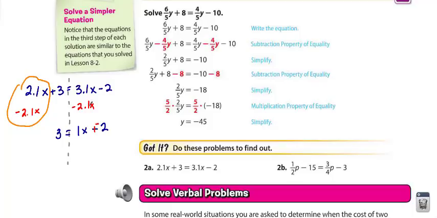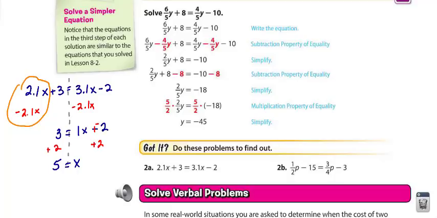I'm going to change that to addition really quick, and the reason I'm going to do it is it just makes a little more sense for me. You didn't have to do it, but you can. I have negative 2. I'm going to add a positive 2 to cancel it out. I'm going to have 5 here. That's equal to x.